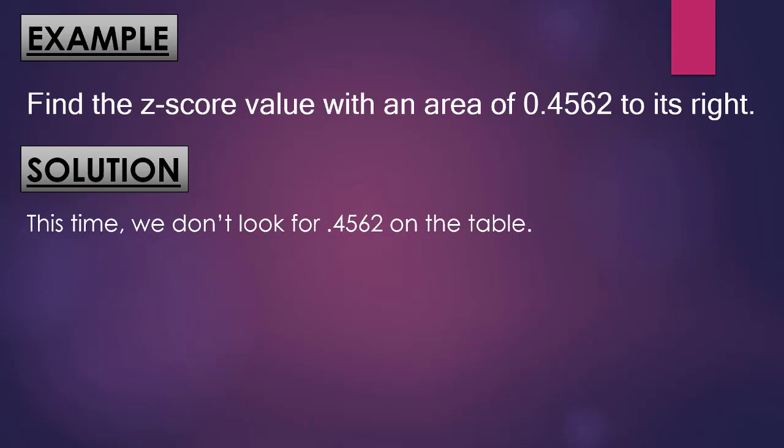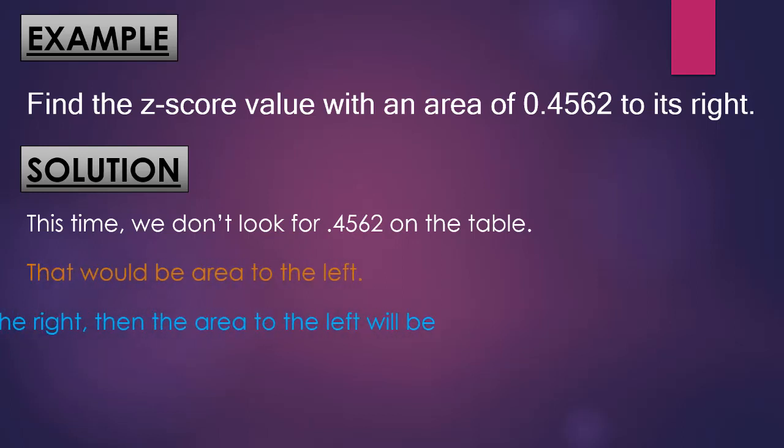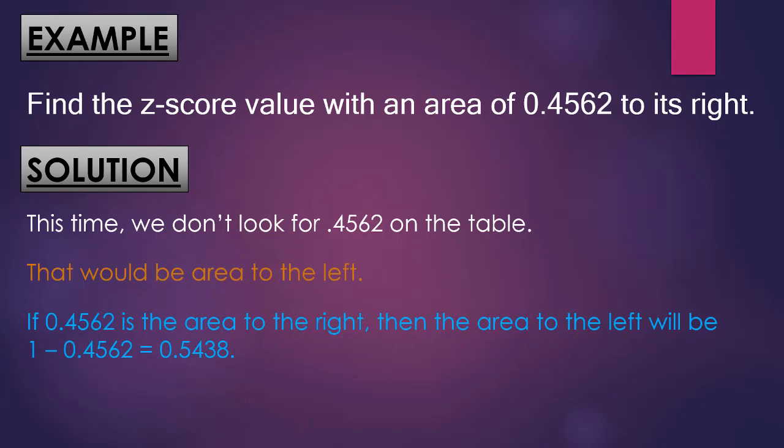Okay, so we're not going to look for the 0.4562 on the table because that would be if it was area to the left. What we need to do is do 1 minus 0.4562, right? Because these are complements. So if the area to the right is 0.4562, the area to the left is 1 minus 0.4562, which is 0.5438. So that's the number we're going to look for in the table. We're going to look up the 0.5438.